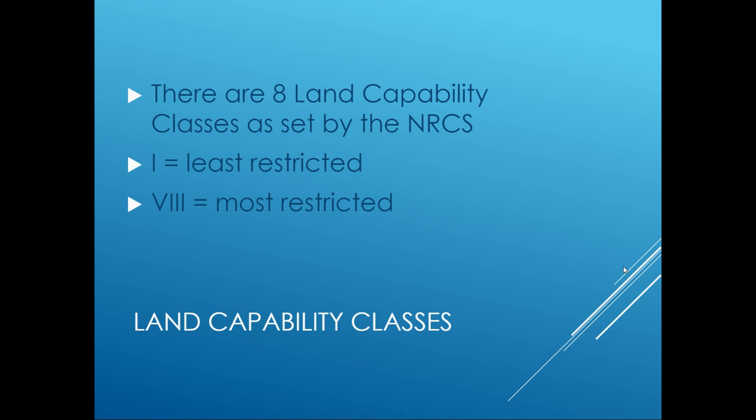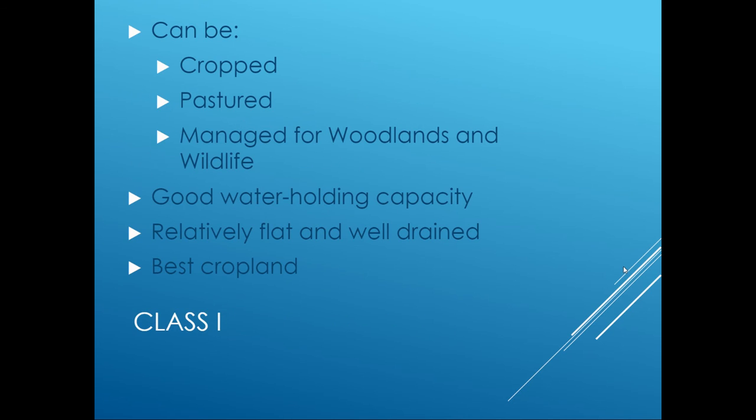All right, so the land capability classes. There are 8 land capability classes, with 1 being the least restrictive and 8 being the most restrictive. So class 1. This land classification can be cropped, it can be pastured, and it can be managed for woodlands and wildlife. It has good water holding capacity, is relatively flat and well drained, and this is the best type of land for growing crops.